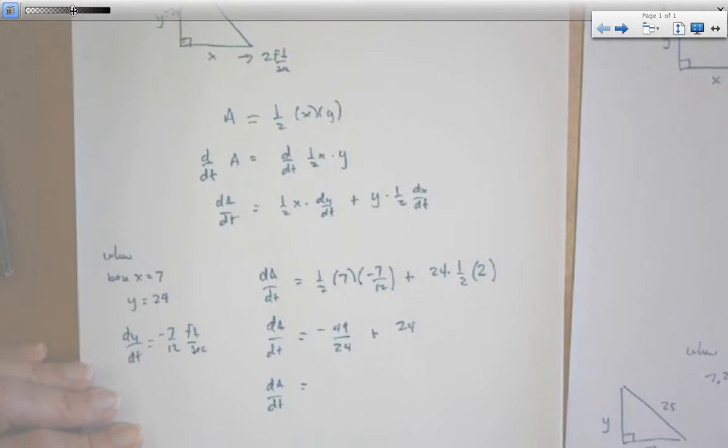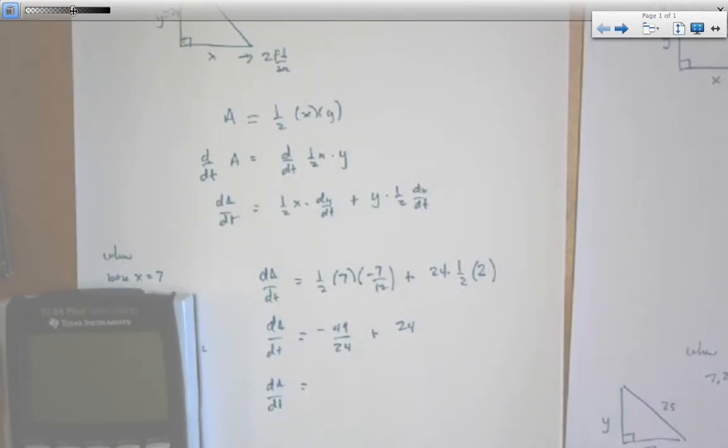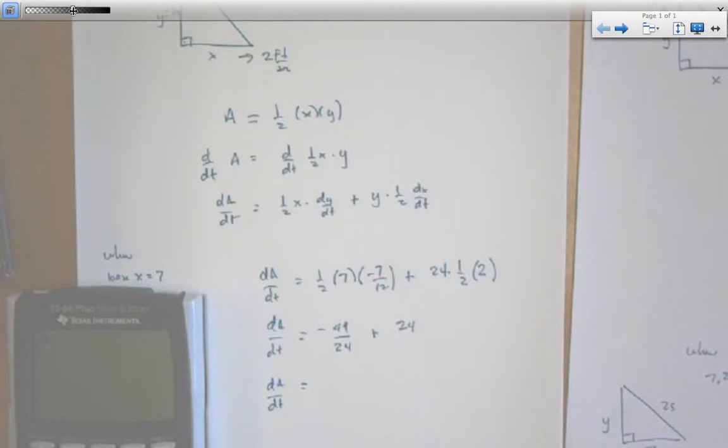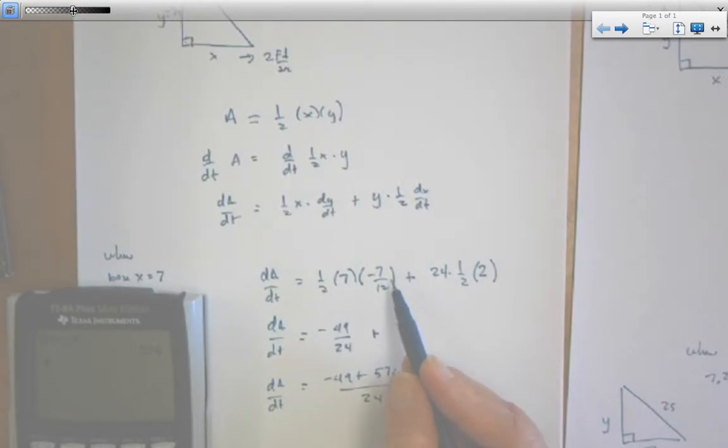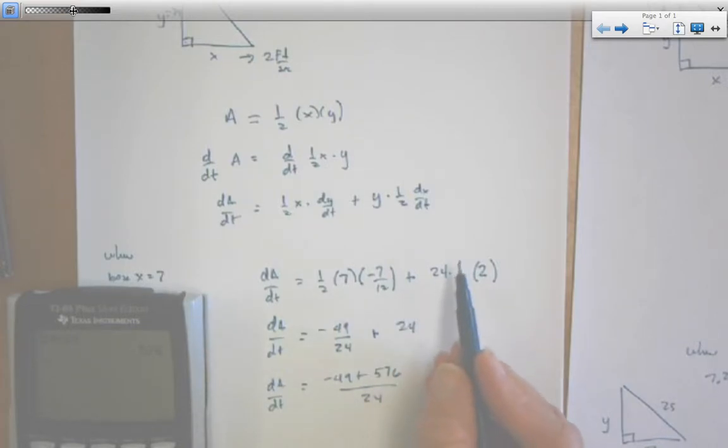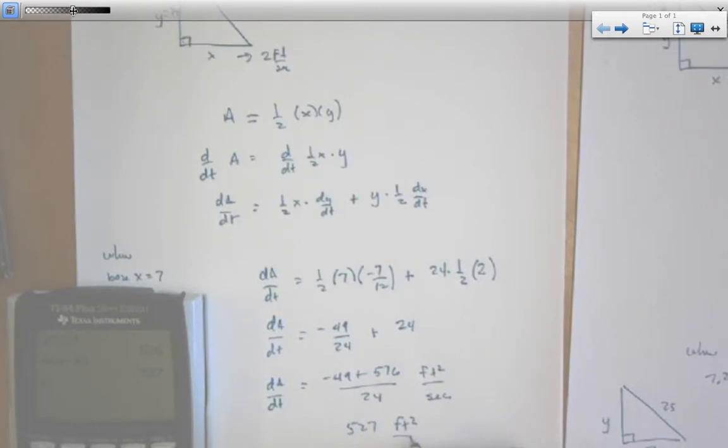and that will be, need to get a calculator out. So 24 times 24 is 576, so negative 49 plus 576 over 24. So this will be feet squared per second. Excuse me. So 527 over 24 square feet per second.